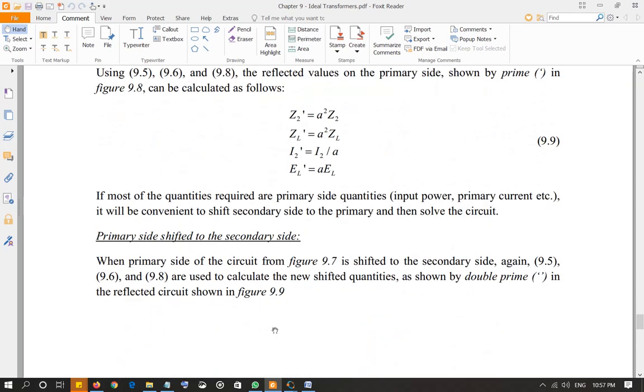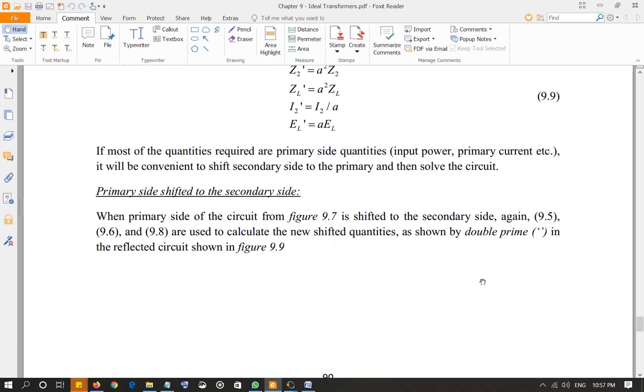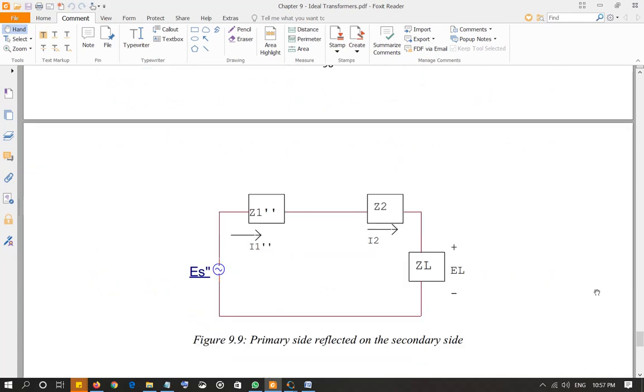You can also go the other way, with the primary shifted on the secondary, so everything on the primary is shifted on the secondary side. Look at that. My primary source voltage is shifted on the secondary side, and I'm calling it ES double prime. Likewise, my primary line impedance Z1 is shifted on the secondary, and I'm calling it Z1 double prime. And my primary current is shifted on the secondary, and I'm calling it I1 double prime.